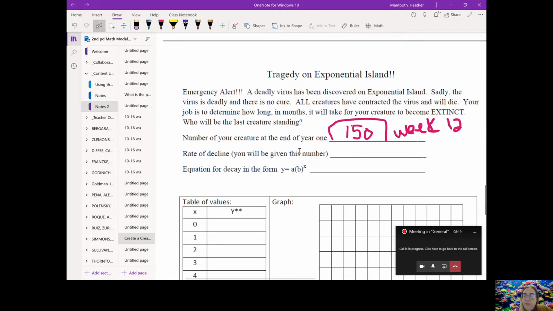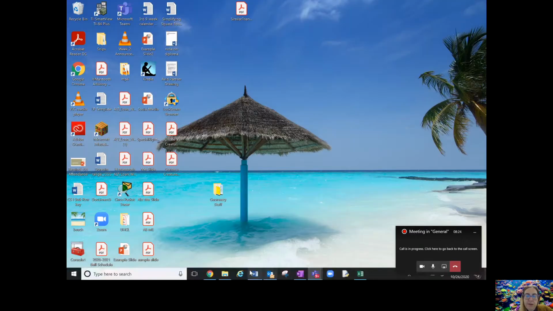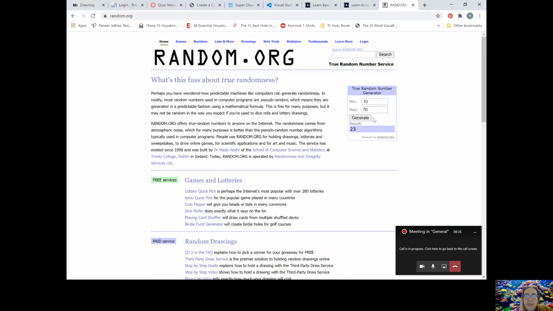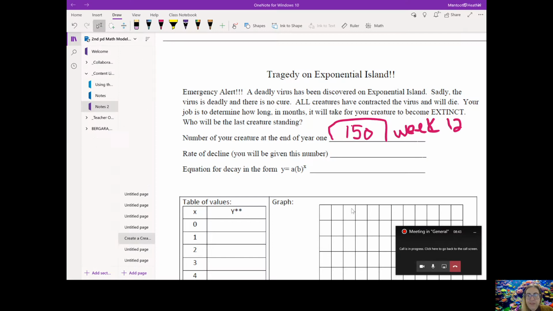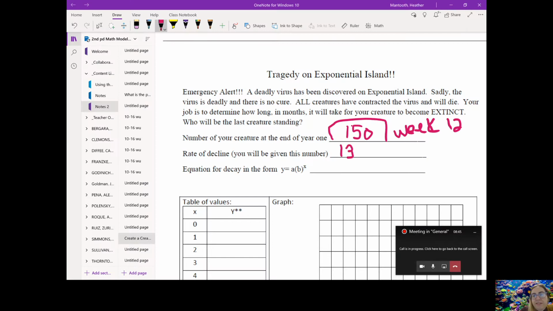Now I need to roll a new number to figure out how my population is going to decline. So I'm going to go back to random.org. And once again, I'm going to roll a number somewhere between 10 and 70. I hope it's less than 23. 13, yes, my population is going to decline at a lower rate than it grew. That's a good indication that my population will survive, right? If it grew faster than it falls. So my rate of decline is 13%, or if I write that as a decimal, that's 0.13. And I might as well write it as a decimal, because I know that's how I'm going to plug it into my equation.